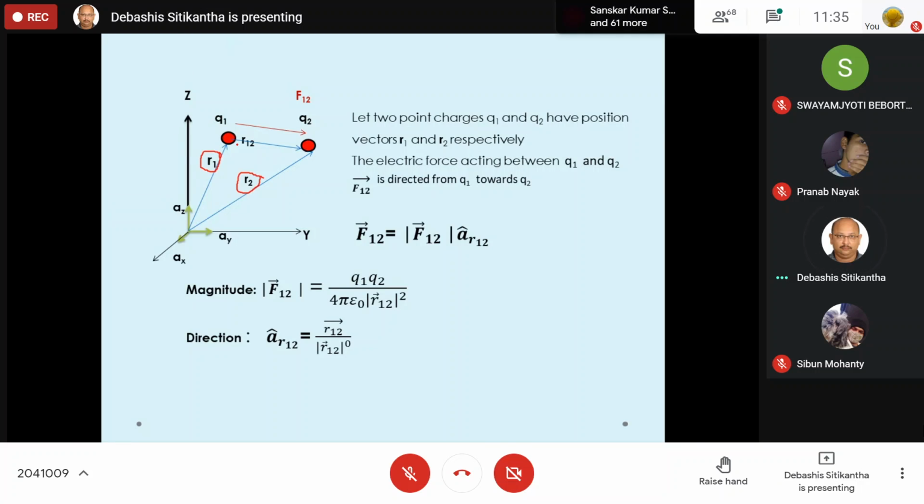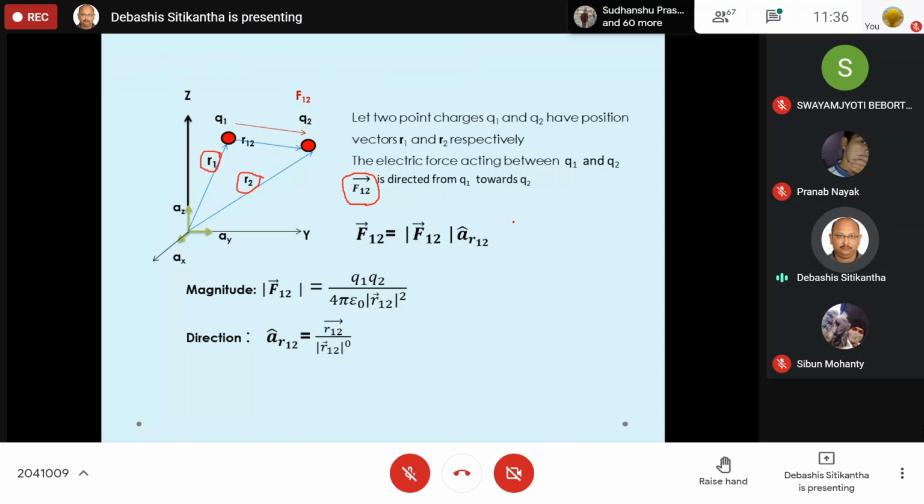Over here, try to understand this figure. There are two point charges Q1 and Q2. They have the position vectors R1 and R2. And X, Y, Z are the coordinate axes. AX cap, AY cap and AZ cap, as the names suggest, are your unit vectors. Now, let the two point charges Q1 and Q2 have position vectors R1 and R2 respectively. The electric force acting between Q1 and Q2 is F12. So the electric force is represented in this manner.